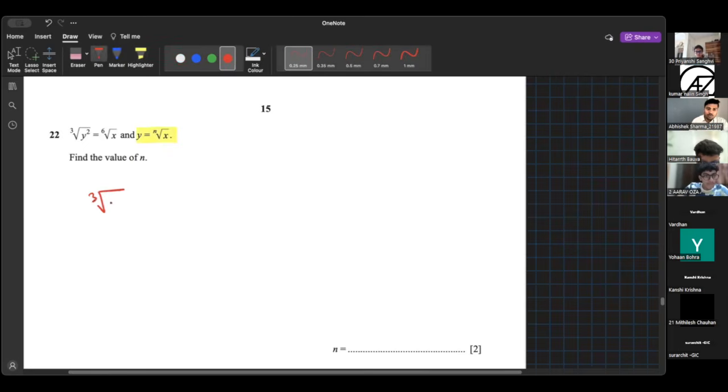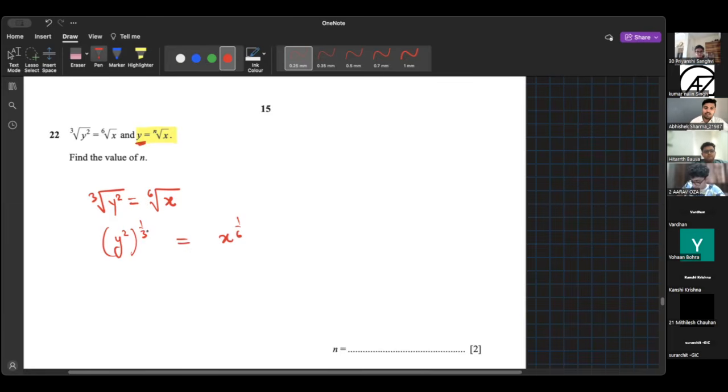We have cube root of y square is equals to 6 root of x. Can I write it in exponent form like this? Y square to the power 1 upon 3, which is equals to x to the power 1 upon 6. Can we write like this? Okay. What is the agenda? The agenda is to eliminate the powers of y. Then only we will be able to write y is equals to something root of x.